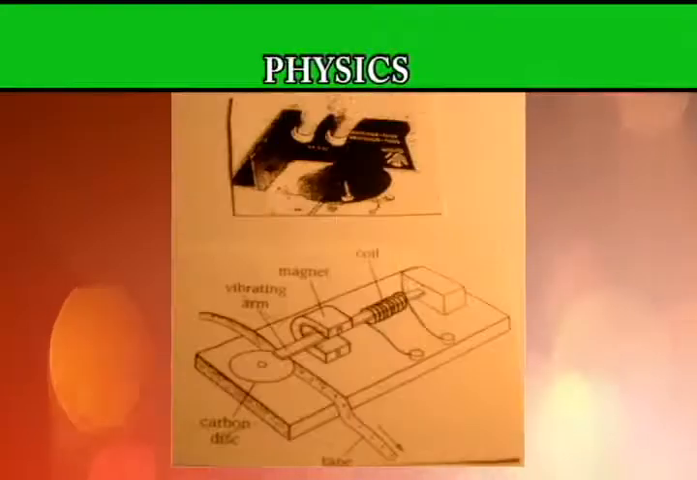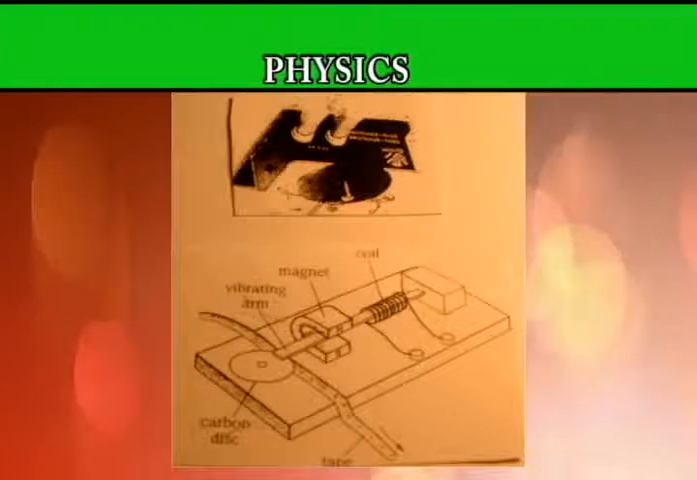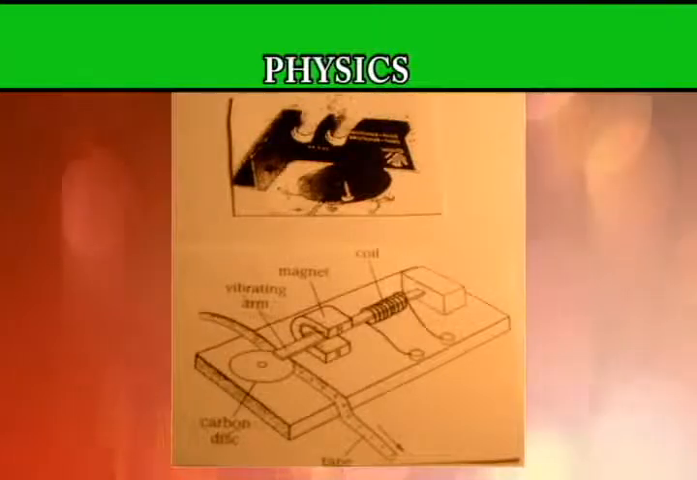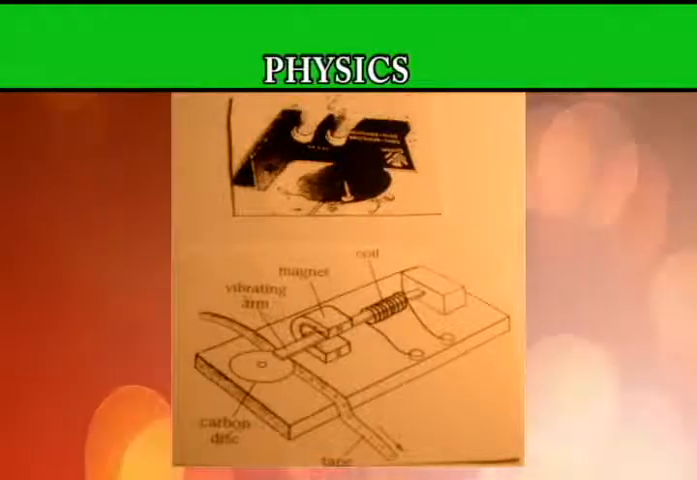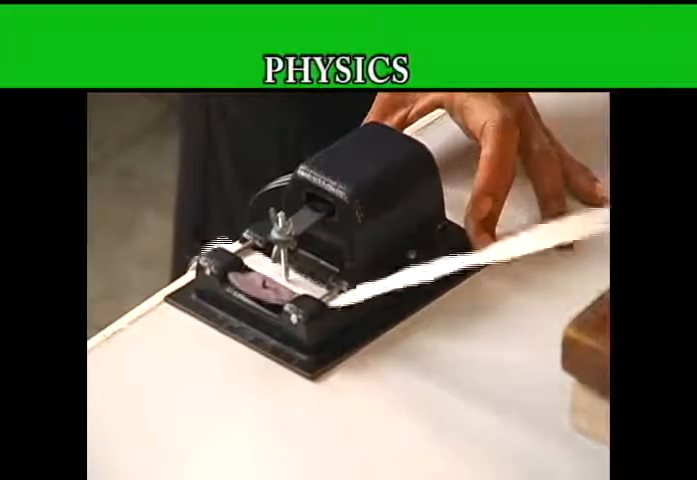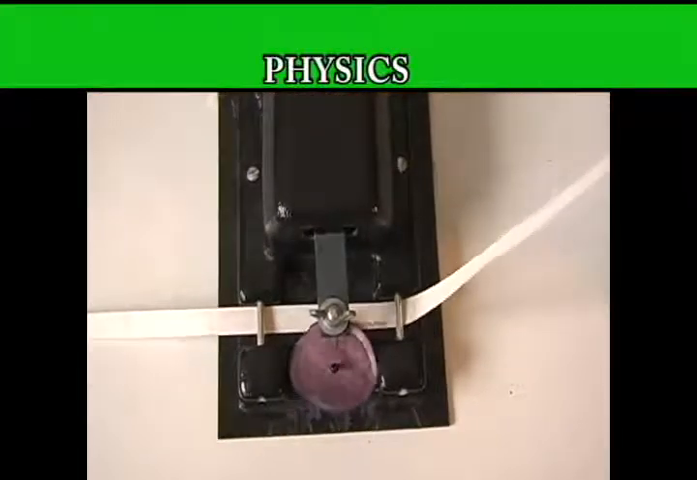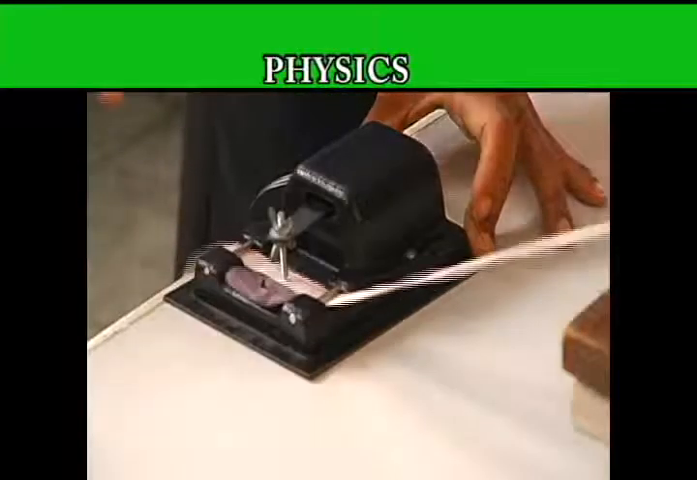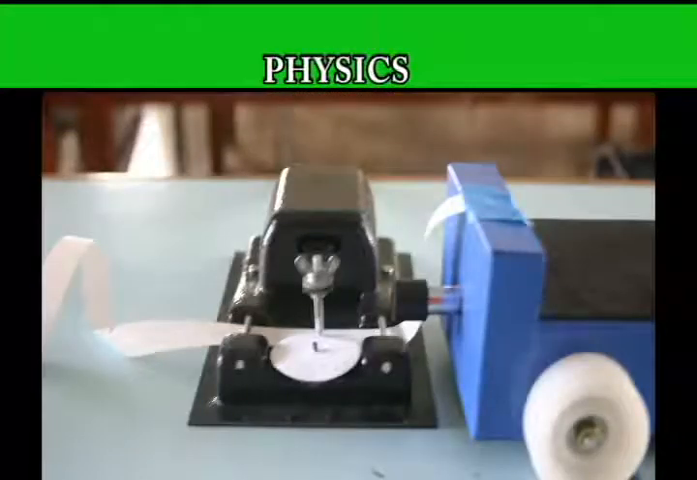The ticker timer consists of a coil which is connected to an alternating current, AC, supply, of frequency 50 Hz or 50 cycles per second. This coil is wound on a metal strip. The metal strip passes through a permanent magnet. Due to changes in the direction of the alternating electric current, the metal strip is made to vibrate up and down 50 times per second. This vibrating metal strip hits a paper tape connected to a carbon paper disc, which allows dots to be printed on the tape 50 times per second.